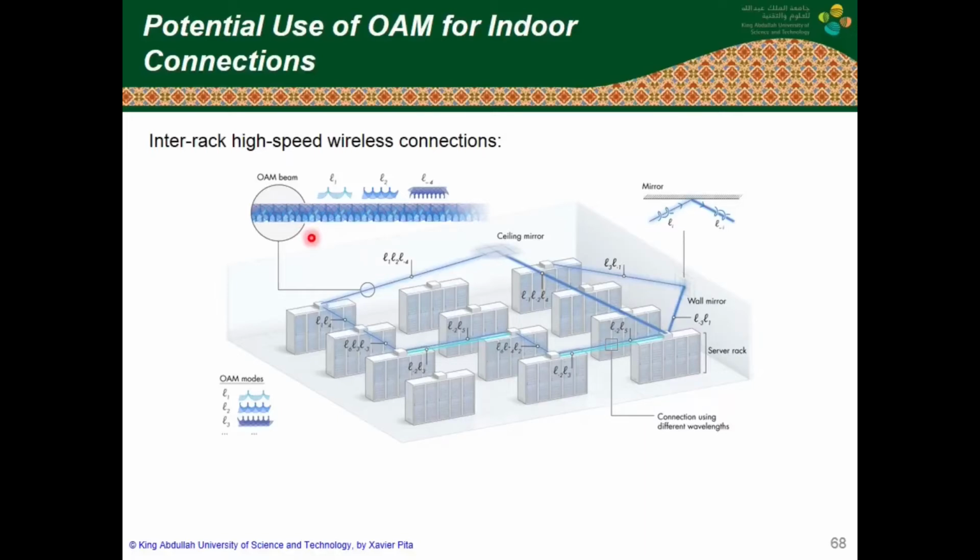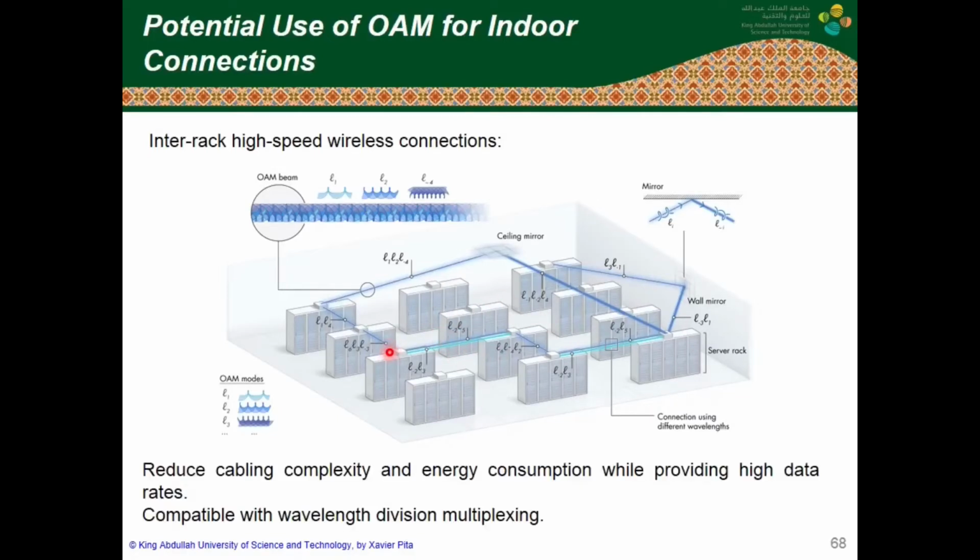The idea is to install an optical transceiver on top of each rack of servers to communicate with the neighboring racks, and communicating between shadowed racks can be ensured via ceiling mirrors and wall mirrors. It is also possible, as you can see here, to use multiple wavelengths over the same link. This will potentially contribute in reducing the cabling complexity and reduce the energy consumption in data centers while providing super high connectivity.